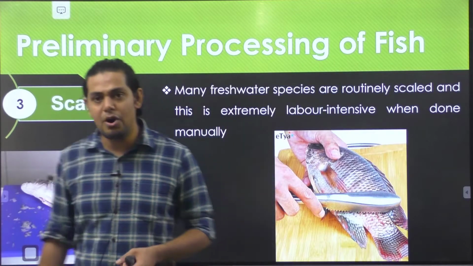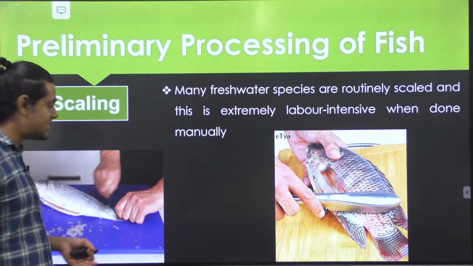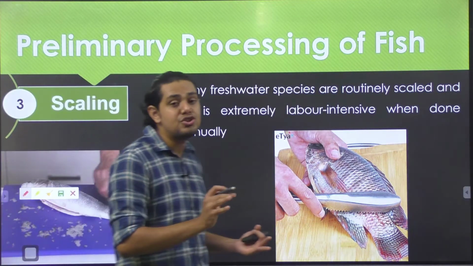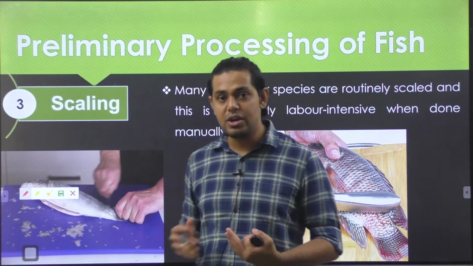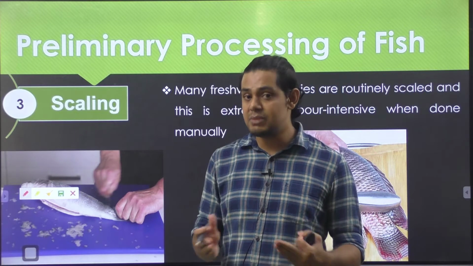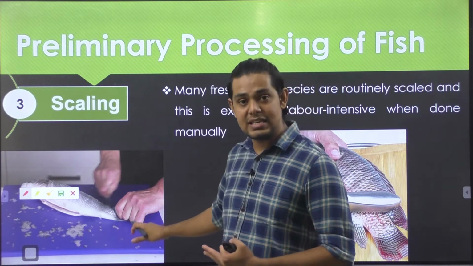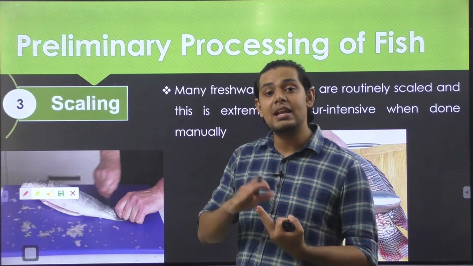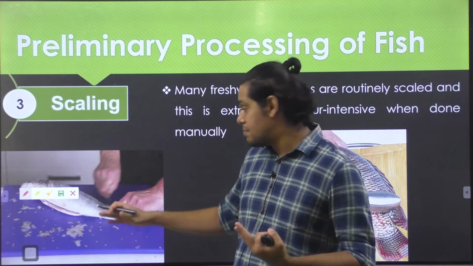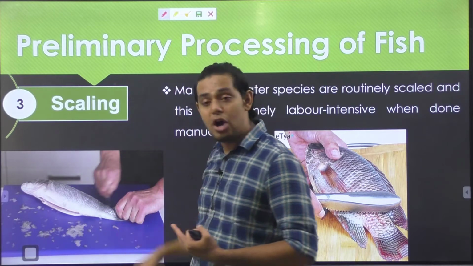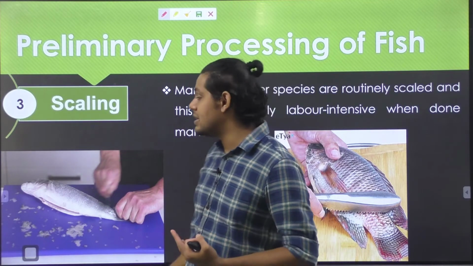The next important step that is widely employed is the scaling. As we are already aware, the surface of the fish is covered with a lot of scales, which helps the fish as a primary defense mechanism. So it becomes necessary to clean off that scaling. The scales have to be effectively removed prior to processing the fish into any of the different products. So how exactly is the scaling done?